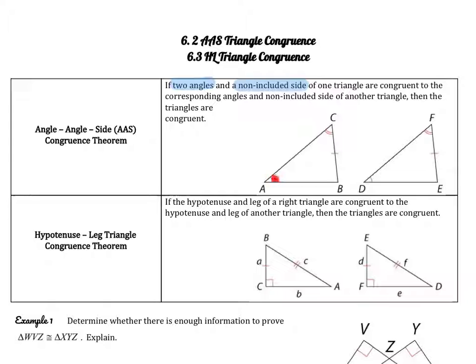So notice here I have an angle, and then a side that is not included, meaning it can't be the one in between. And then here, angle, angle, and a non-included side. So if you see AAS, we want to make sure we have the information in that order, an angle, and then a side. So here we could state that these two triangles are congruent.